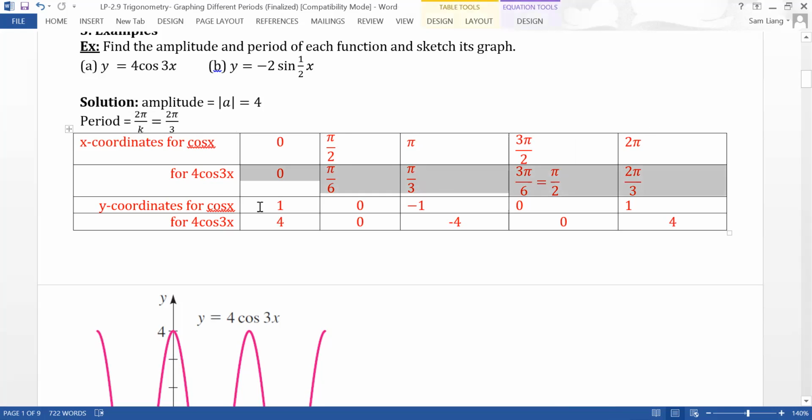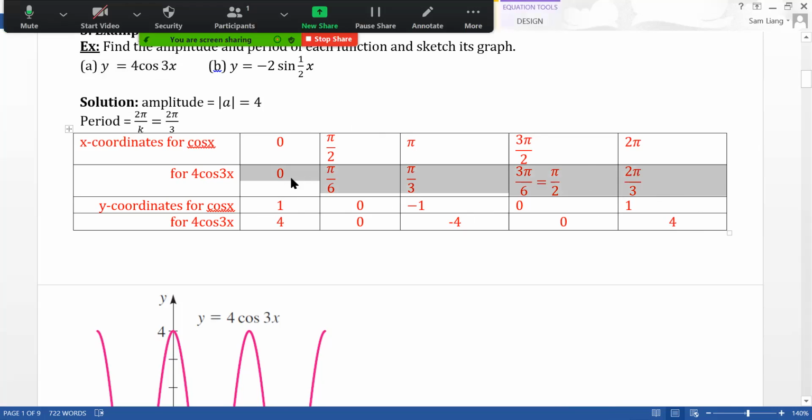And then the y coordinates are the normal y coordinates for cosine. And then in the next row, we adjust for the change in amplitude. Normally cosine is 1, 0, negative 1, 0, 1 at these coordinates. So cosine 0 is 1, cosine pi is negative 1, cosine 3 pi over 2 is 0, cosine pi over 2 is 0. So those are the normal coordinates for y. In the next row, we multiply by 4 because the amplitude is now 4. So just multiply everything by 4. So this is 4 now, this is 0, this is negative 4, this is 0, this is 4. And these two rows are what we're going to plot.